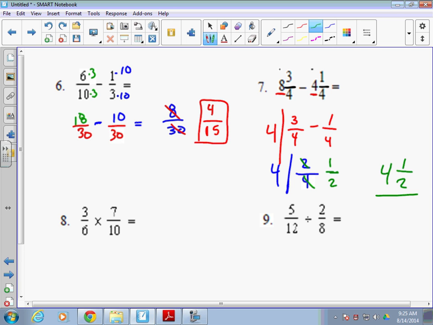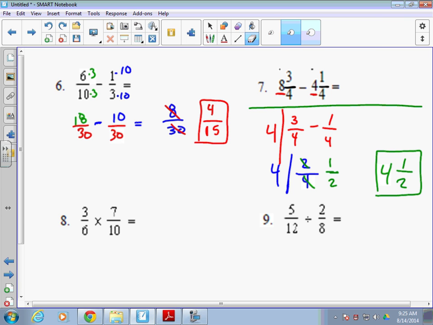You may have chosen to do this problem by converting both of them right away into improper fractions. If you chose to do it that way, what you probably did is multiply the denominator 4 times 8 and got 32 plus 3, and you converted that to 35 over 4, which is fine. Did the same thing on the second one. 4 times 4 to get 16 plus 1, and you got 17 over 4 there. So it became 35 over 4 minus 17 over 4.